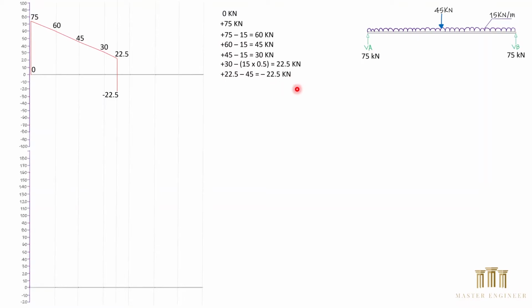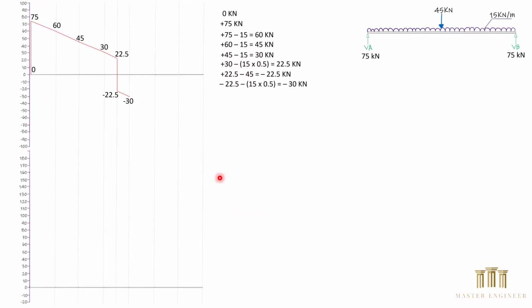As explained before, the next point, we move by half a meter again. So from the minus 22.5 minus the 15 kilonewton UDL acting at the other half of the distance, which is 0.5, equals minus 30 kilonewton. So the diagonal line from minus 22.5 goes to minus 30 kilonewton, which is about here.